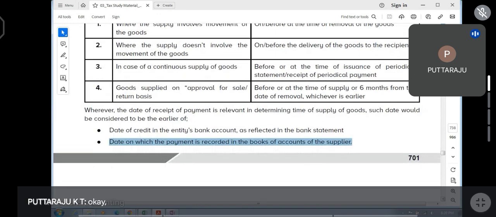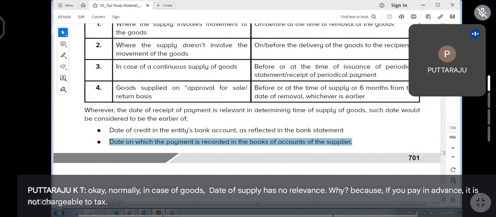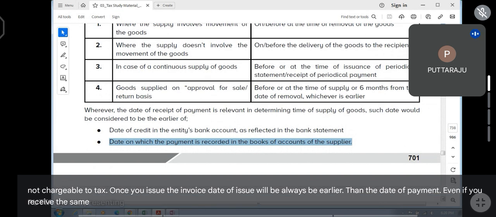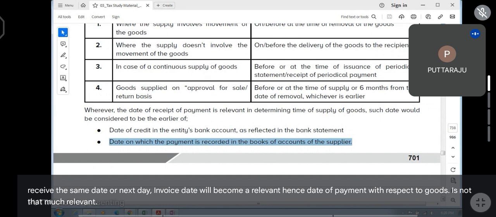Okay. Normally in case of goods, date of supply has no relevance. Why? Because if you pay in advance, it is not chargeable to tax. Once you issue the invoice, date of issue will always be earlier than the date of payment. Even if you receive the same date or next day, invoice date will become relevant. Hence, date of payment with respect to goods is not that much relevant. Understood, guys?